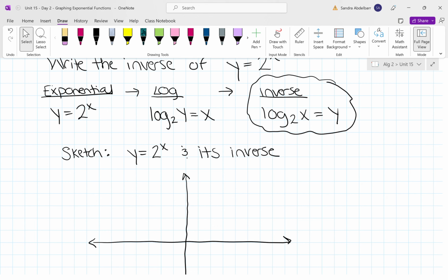All right, so for y equals 2 to the x, what's our key point? 0, 1. Good, our key point is 0, 1. Where is there an asymptote? X-axis. Good. We have a horizontal asymptote 1 unit below the key point, which is the x-axis. So we know we're looking something like this. Do we agree?